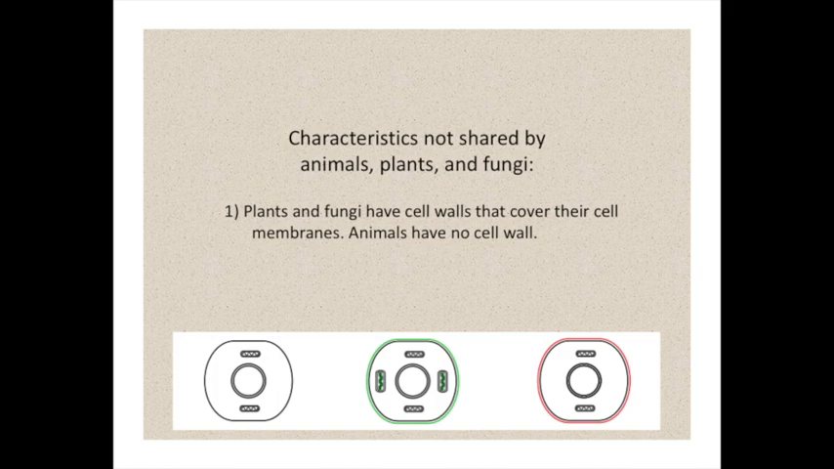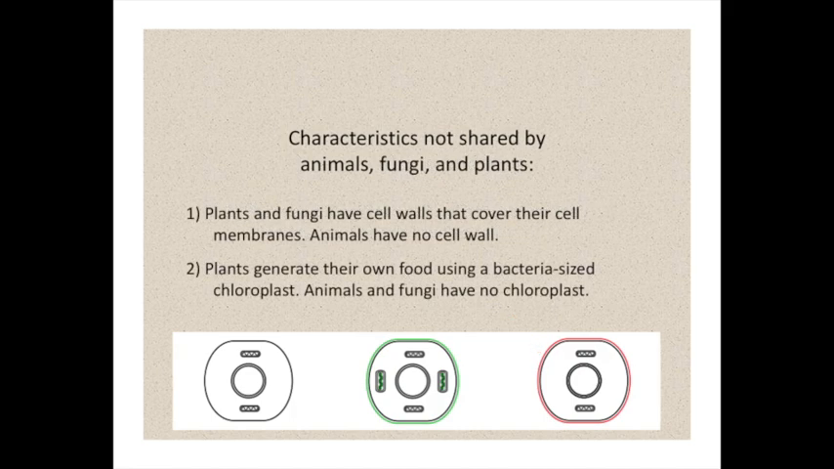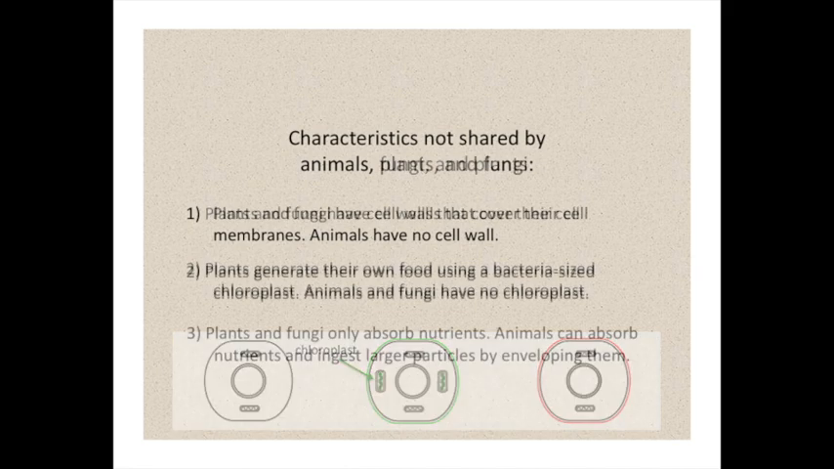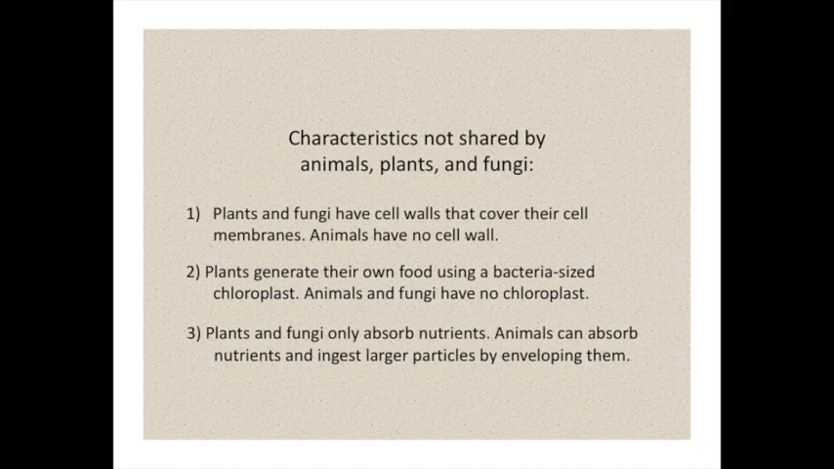Plants and fungi have cell walls that cover their cell membranes. Animals have no cell wall. Plants generate their own food using a bacteria-sized chloroplast. Animals and fungi have no chloroplast. Plants and fungi only absorb nutrients. Animals can absorb nutrients and ingest larger particles by enveloping them.